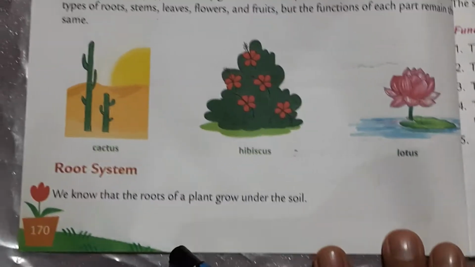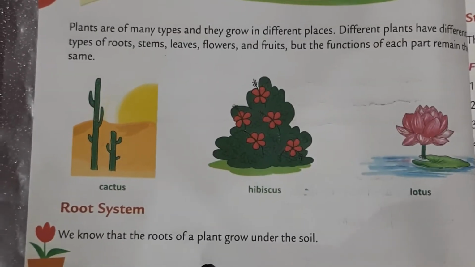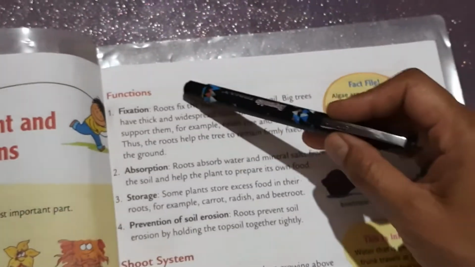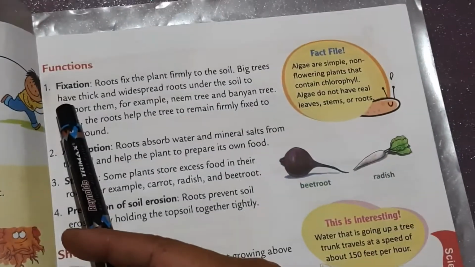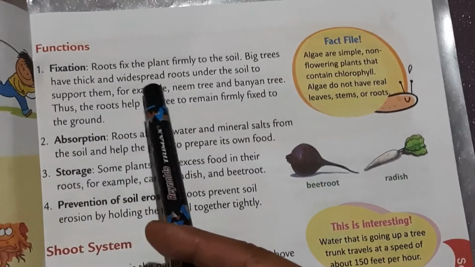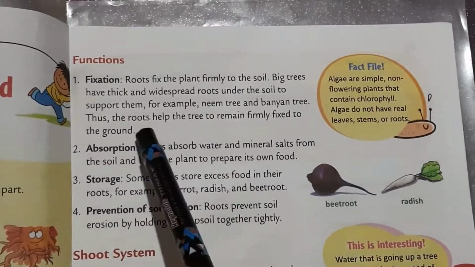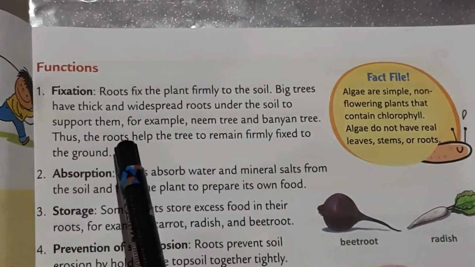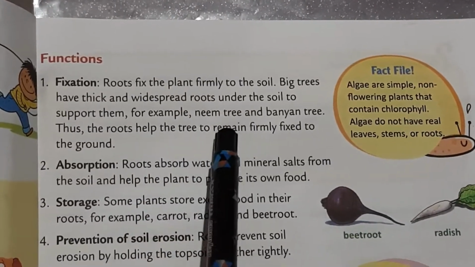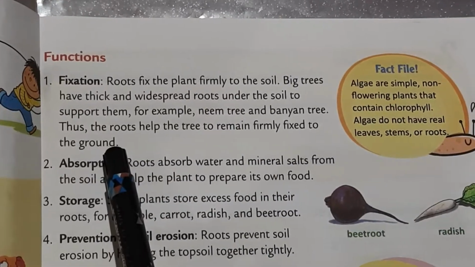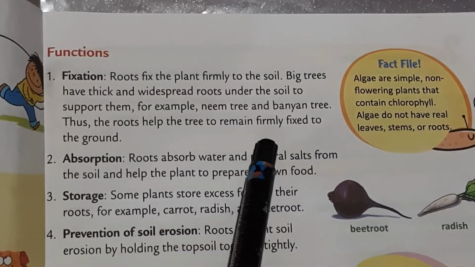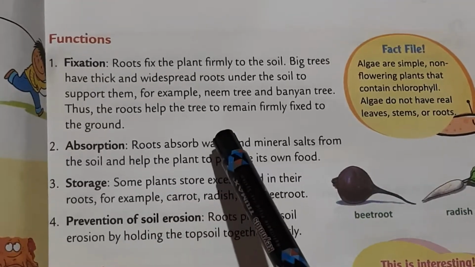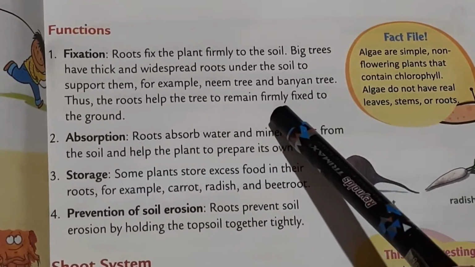Root system. You know that the roots of a plant grow under the soil. The function of the root. Number 1, fixation. Roots fix the plant firmly to the soil. Big trees have thick and widespread roots under the soil to support them. For example, neem tree and banyan tree. Thus, the roots help the tree to remain firmly fixed to the ground. So the first function of the root is to fix the plant firmly to the soil.